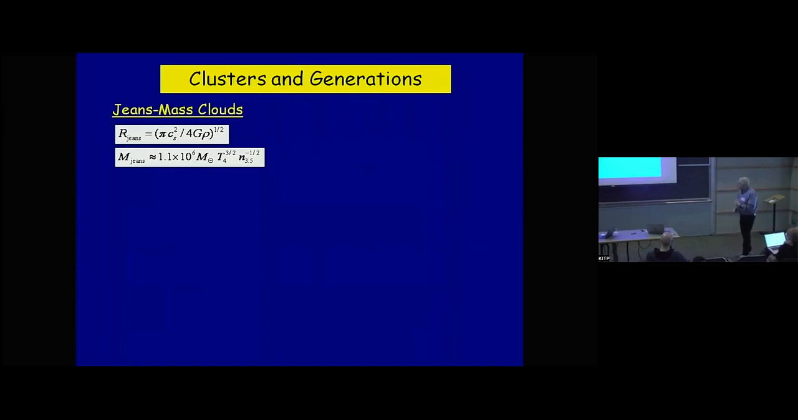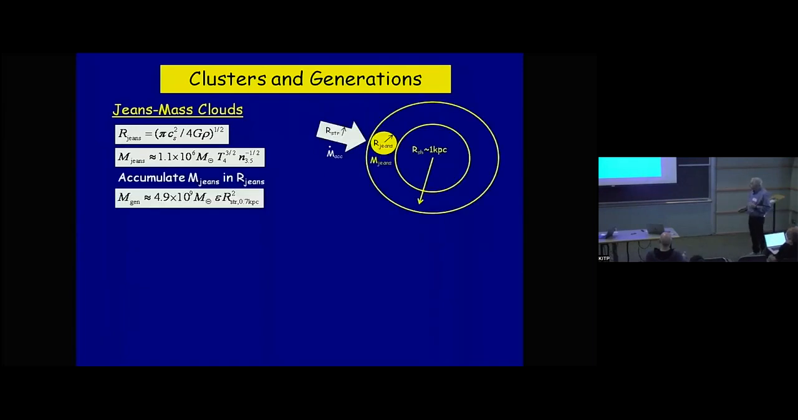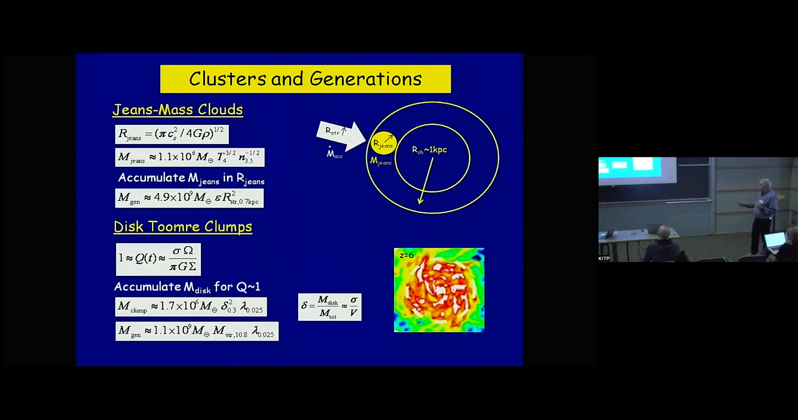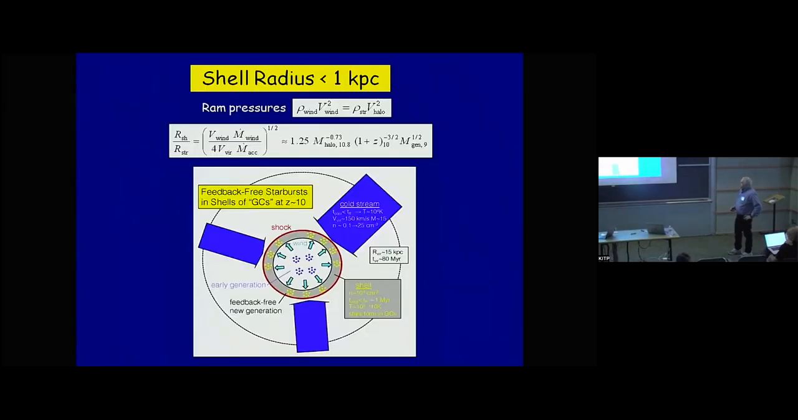Just to show you where this happens, in the shell case, it's the Jeans mass. So you expect a globular cluster mass scale to fragment and give you this feedback-free starburst. If it's a rotating disk with some angular momentum, you get these clumps, and you can compute, again, clump mass of a couple of 10 to the 6 solar mass, quite similar. Similar clump mass and a similar generation period of 10 to the 9 solar masses. So we can compute what the shell size is.